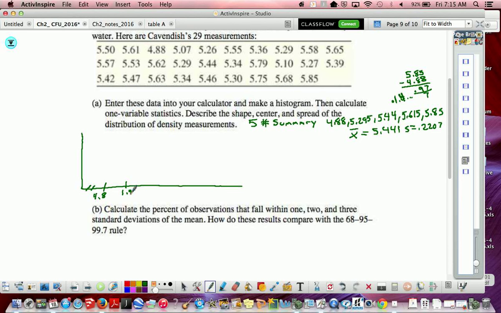So 4.95, sorry, I hate it when my 4s don't like to write. 5.1, 5.25, 5.4, 5.55, 5.70, 5.85. Since this is my high, I'll have one left here, and then this will be at 6. So that's where I'm getting the bottoms.